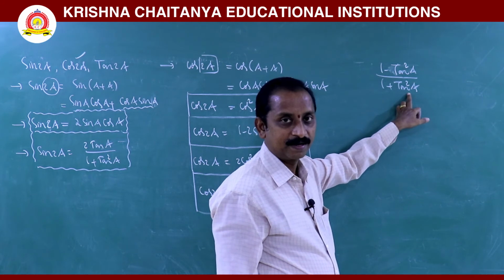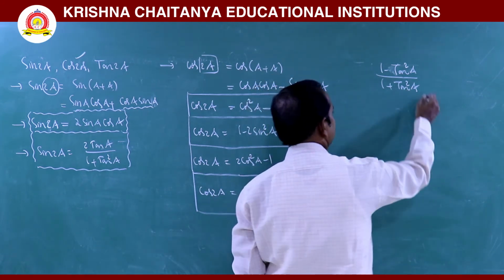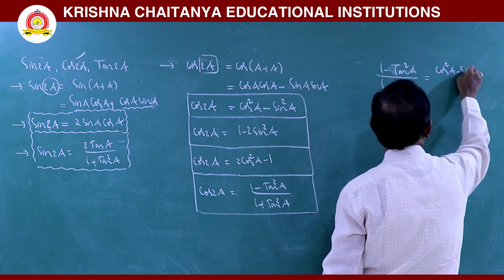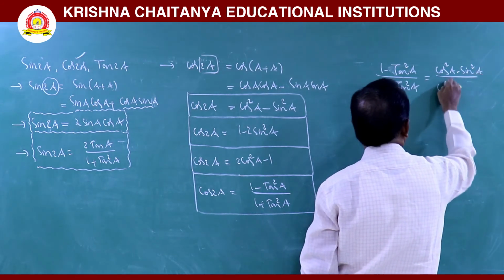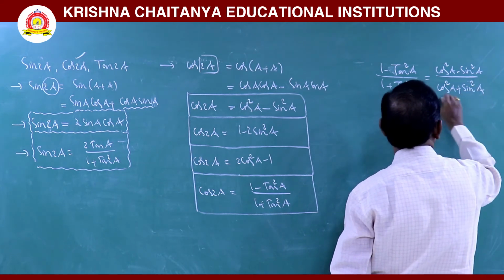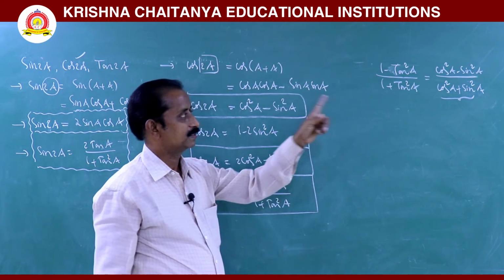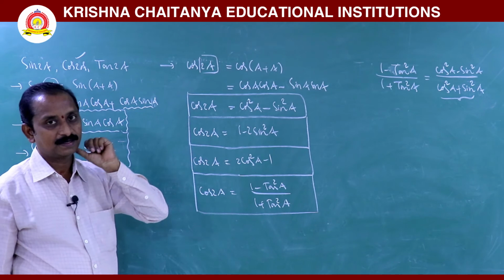Here also sin square A by cos square A. LCM should be cos square A. Let us take LCM. After LCM, it becomes cos square A minus sin square A whole divided by cos square A plus sin square A. We know that cos square A plus sin square A is an identity, 1. So, cos square A minus sin square A by 1. But cos square A minus sin square A value is nothing but cos 2A.